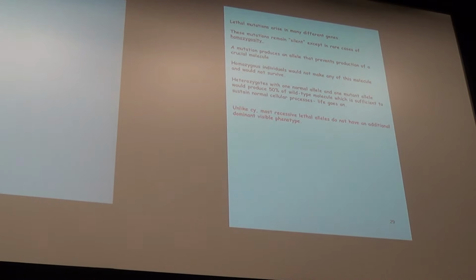All right? And most recessive mutants, unlike curly, do not have an additional dominant phenotype. They just have one single phenotype. So studying them is a little bit tricky. So what do we do to study them? We use a different class of mechanism for studying them. I'll show you that later on.